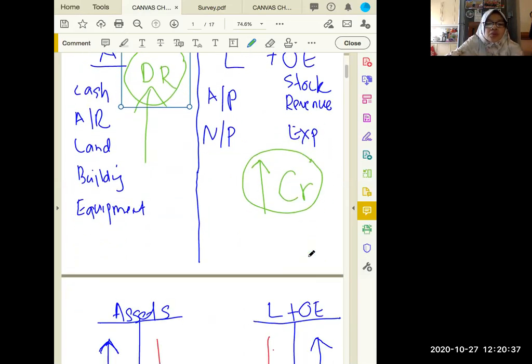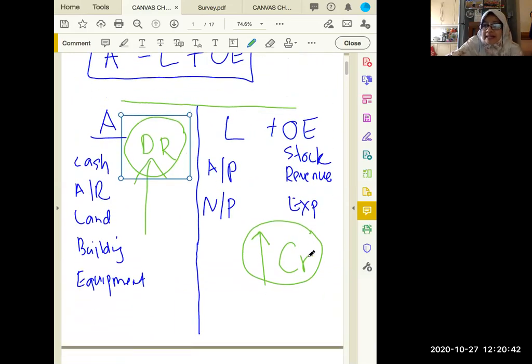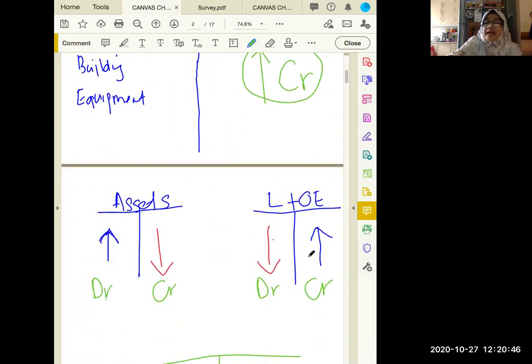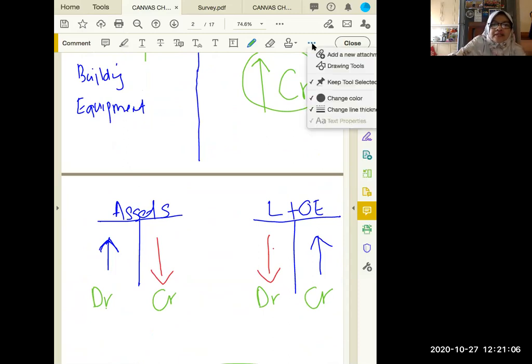Once you have that, why do you say that asset is a debit balance and liability and owner's equity is a credit balance? Because of the nature of the accounts. For asset, whenever there's an increase, for example, accounts receivable pays the company, there's an increase in your cash. Cash is your asset. So whenever there's an increase, we call it here, let me change the color.